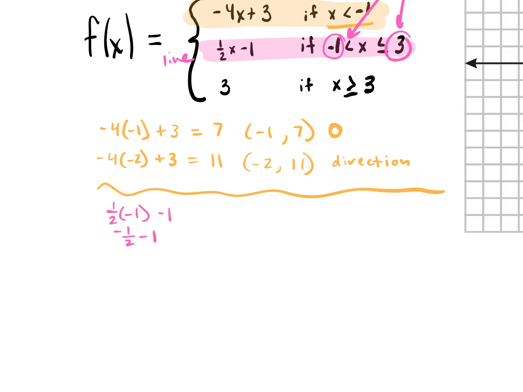What do we need when we're adding or subtracting with fractions? A common denominator, so I can make this 2 over 2. So this would be -3 over 2. Or if you wanted to leave it as -1 and 1/2, you could. Either way, whatever helps you graph it. So we plugged in -1 and got -3 over 2. Is this point, since we plugged in -1, an open or closed circle?